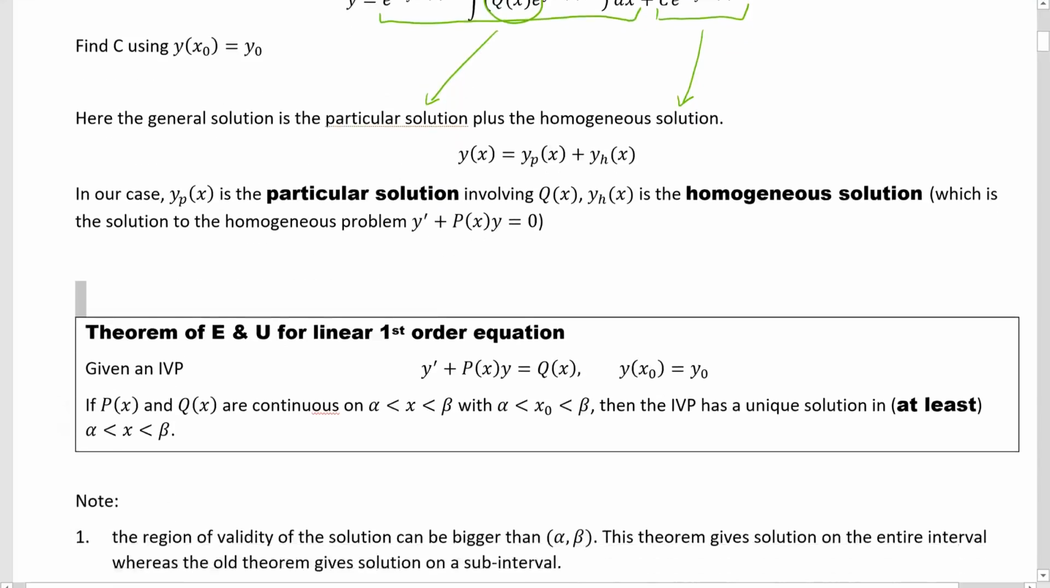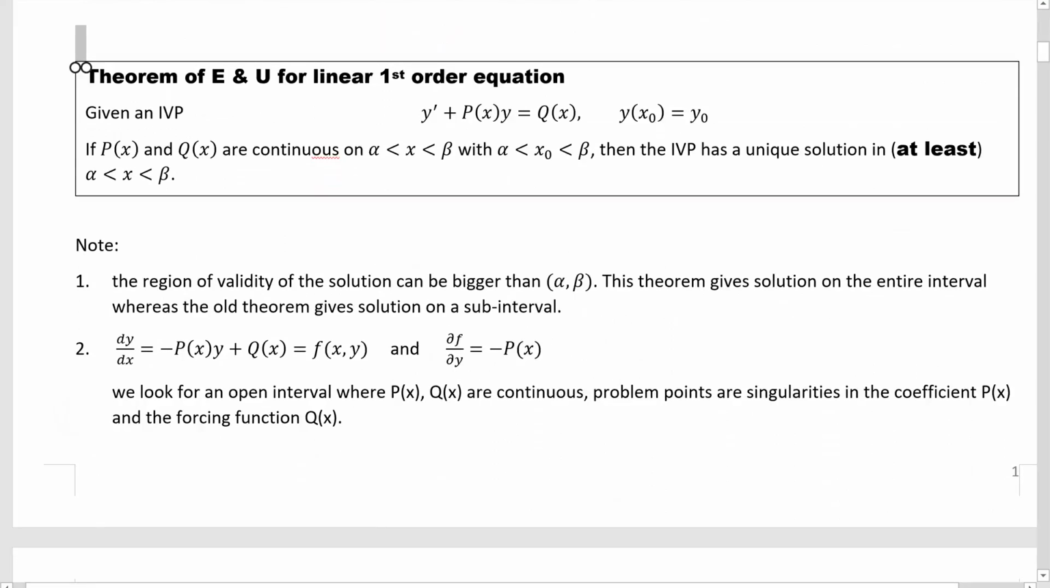All right. So this is the theorem of existence and uniqueness for linear first order equations. We have the standard form y prime plus p of x times y equals q of x. If p and q are continuous on the interval alpha to beta containing the initial value x0, then the theorem tells us that the initial value problem has a unique solution in at least the interval alpha to beta.